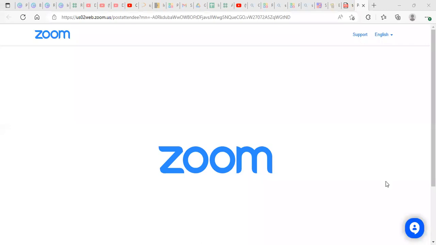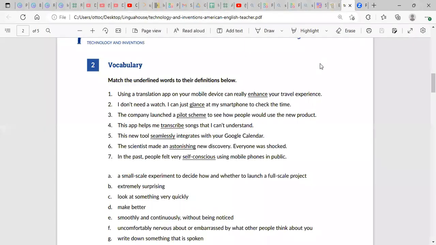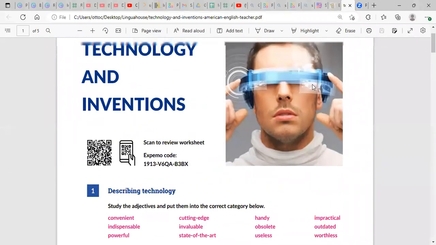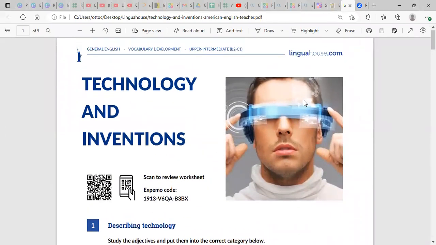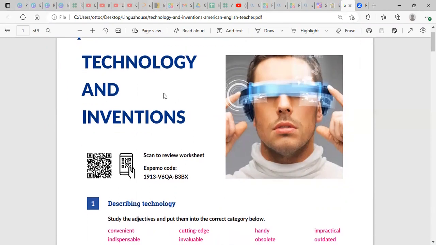Especially because you were not in the class yesterday, we are going to just do a summary of what we saw in yesterday's class. This was the topic we started yesterday. If you see, it's upper intermediate, B2 or C1, which is an upper intermediate level. And this is the topic for today: technology and inventions.